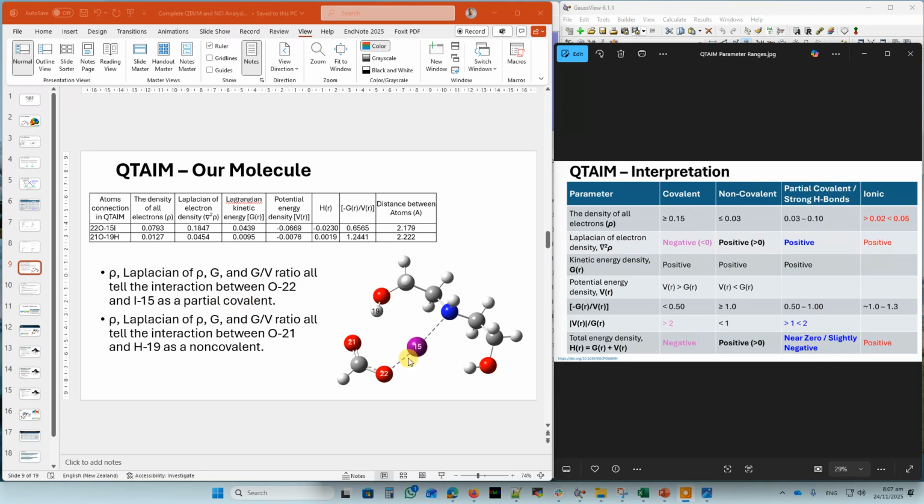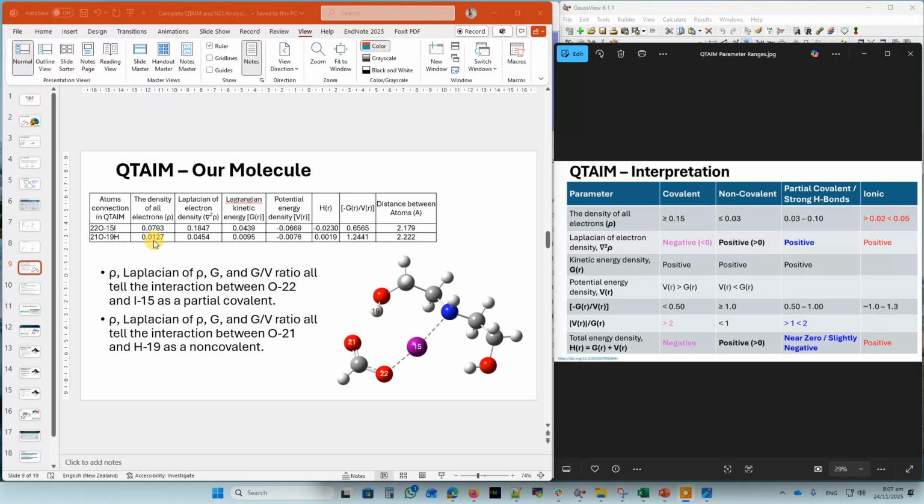And then if you look at the other bond, that is the oxygen number 21 and hydrogen number 19. We only found two BCPs here because during the analysis, I took this one as one fragment and this one as the other fragment. But I believe if you take this as one fragment and keep the iodine on the other fragment, then you will also find these BCPs and other data as well. I'm discussing this one now.